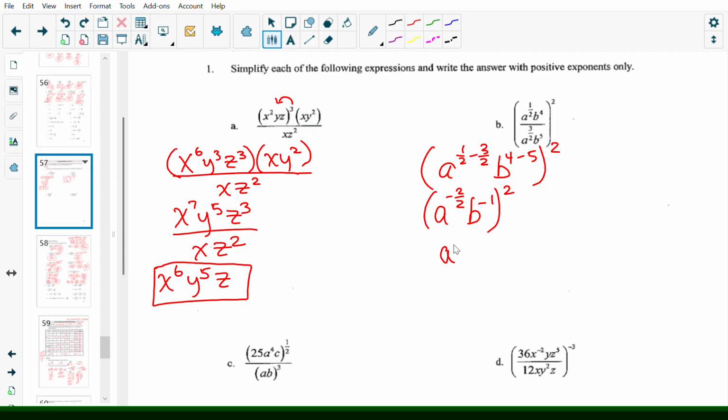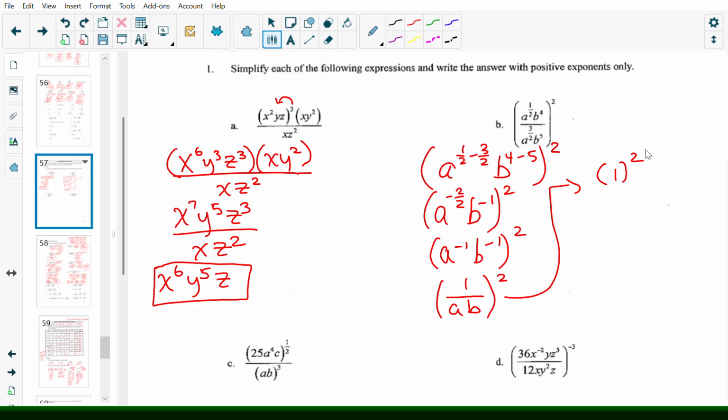That's A to the negative 1, B to the negative 1, squared. You could do this, so I'm going to go 1 over AB, so 1 over A to the 1, B to the 1, all squared. And then let's apply that exponent 2 across now. Everything's simplified inside the brackets, correct? So that's 1 squared over AB squared. That's 1 over A squared B squared. Done.